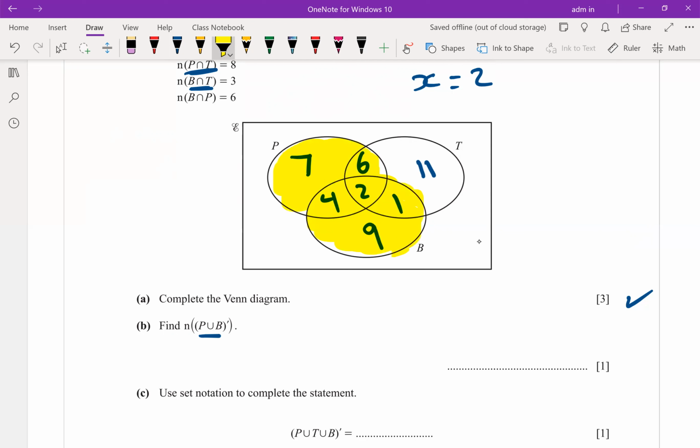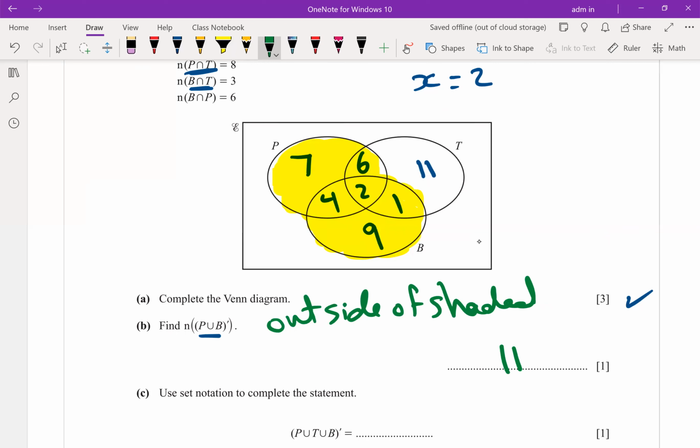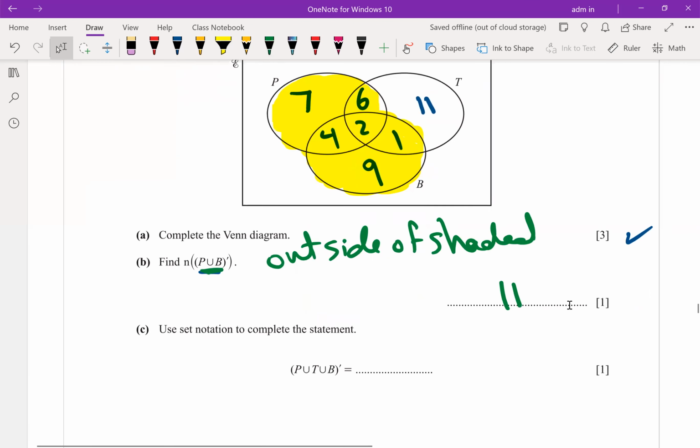He asked to get the union, all complement. All complement means the outside. How many are outside the shaded part? It will be 11. Clear? Again, P union B is the shaded part, but it's written all complement, which means the outside. So the outside of the shaded part is 11.